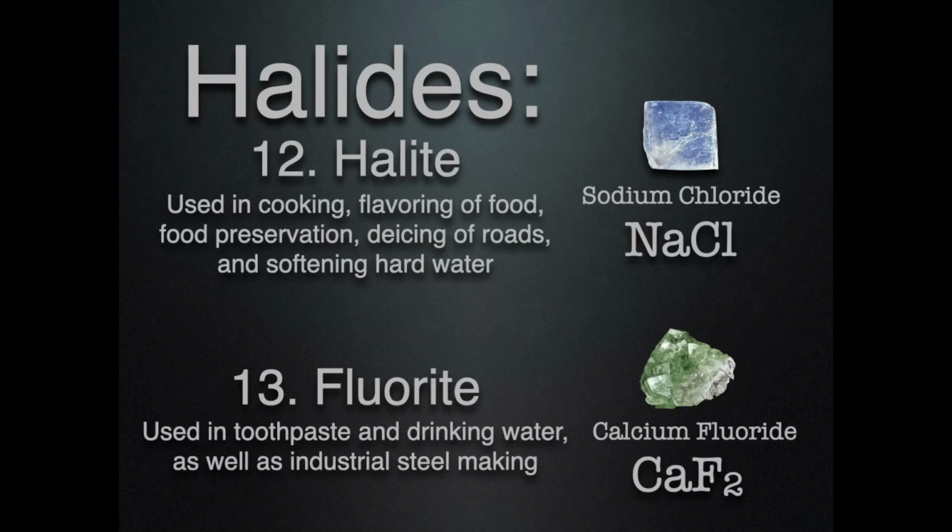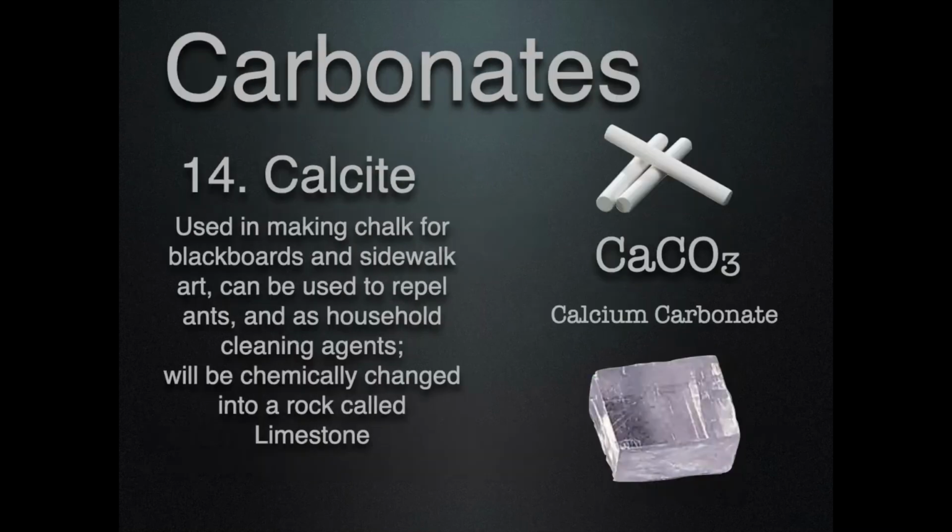And then we have fluorite. We talked about fluorite before. Fluorite can glow in the dark. It can be used as fluoride in toothpaste and drinking water and help with industrial steel making.